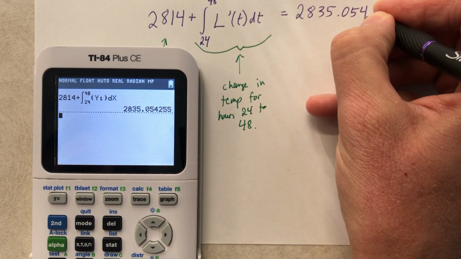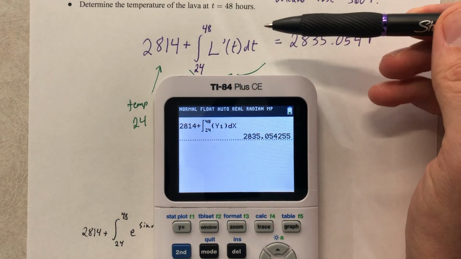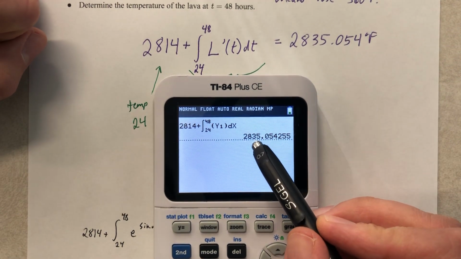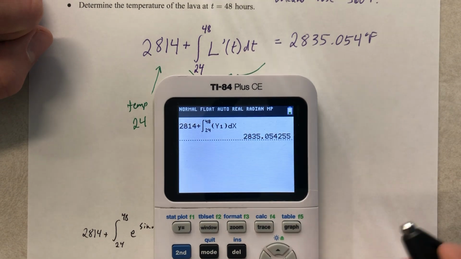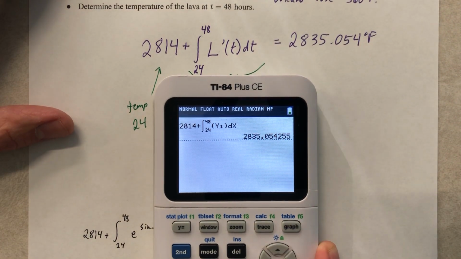I hope you noticed what just happened. We gained just a little bit of temperature in the next 24 hours. So we started at 2814 and then we added just a few more degrees Fahrenheit. It doesn't get too much hotter. When you're that hot, what's an extra 21 degrees, right?